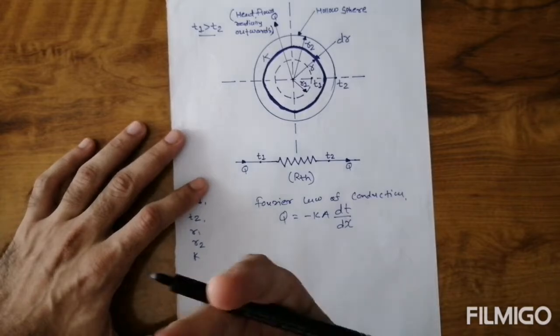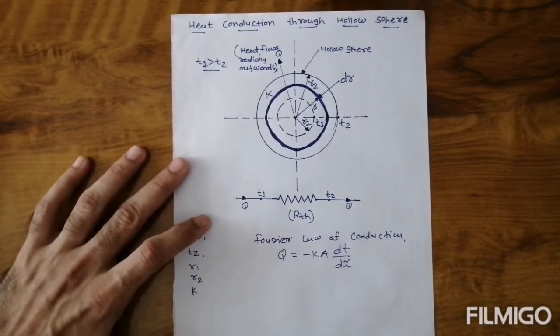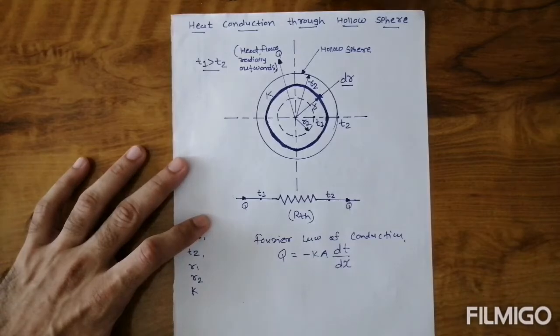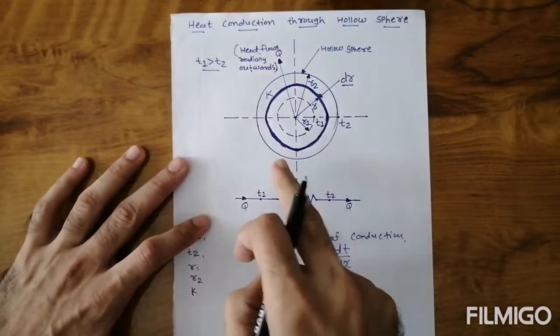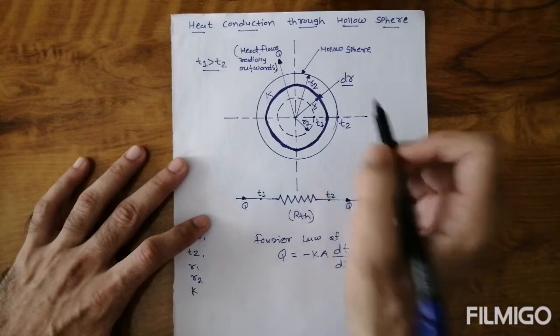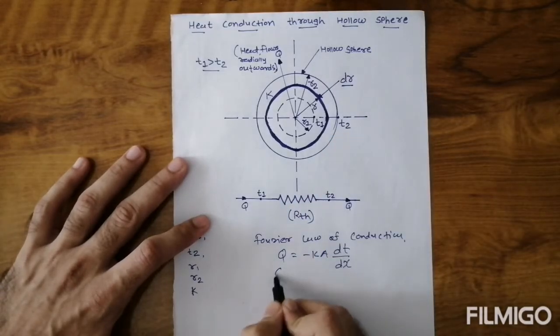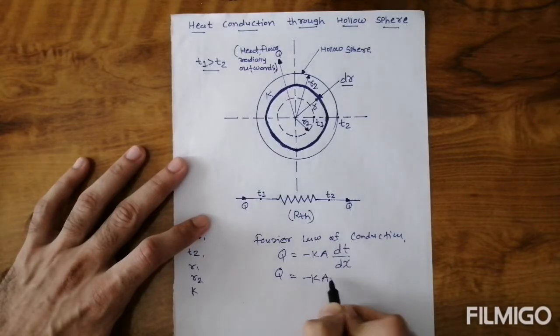But if we consider a cylinder or a sphere, and consider an element, then the element thickness will be considered. What is our element thickness? The element thickness is dr, as you can see here. We cannot use dx, which is considered whenever we deal with wall surfaces. But if we consider the radial direction, as in a sphere or cylinder, then instead of dx we consider dr. So what will be our equation? Q is equal to minus K A dT by dr.